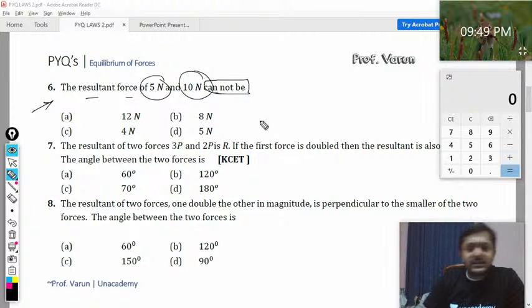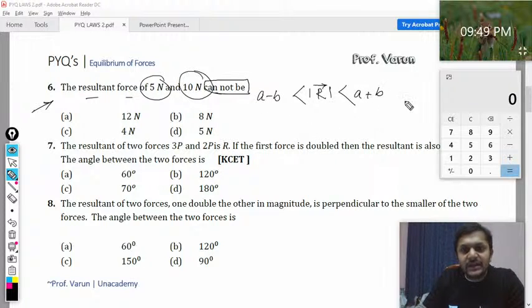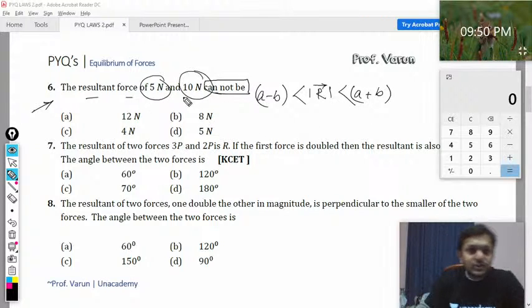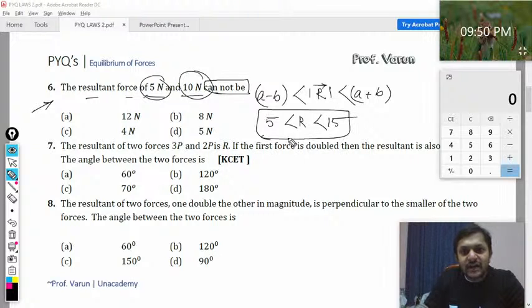Well, I tell you, there is a concept here that the value of the resultant's magnitude will always be lying in between a minus b and a plus b. It cannot be more than a plus b and it cannot be less than a minus b. Well, that's the concept. So here, let us take this as a and this as b. So 10 minus 5 is 5 and 10 plus 5 is 15. So you can say that R will lie between this range.